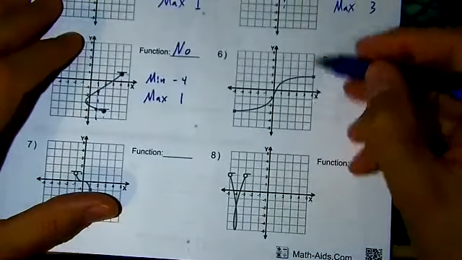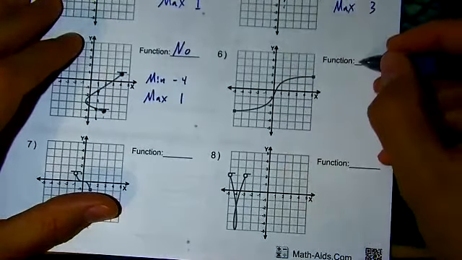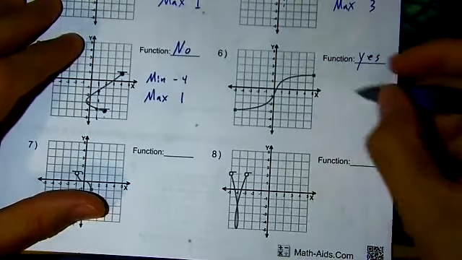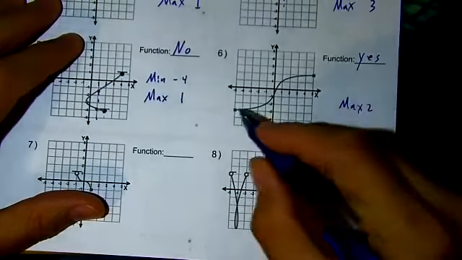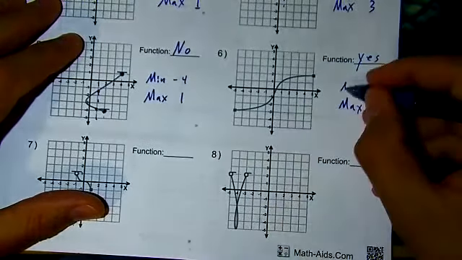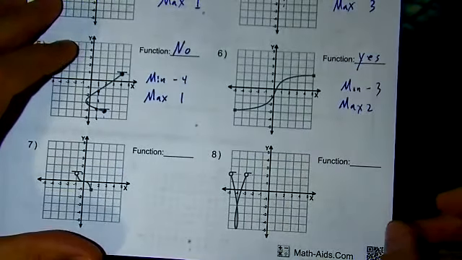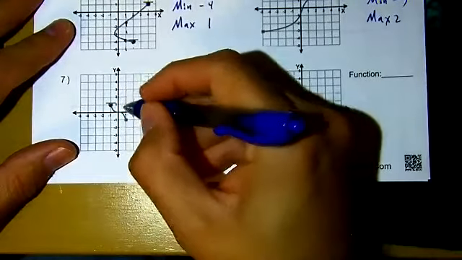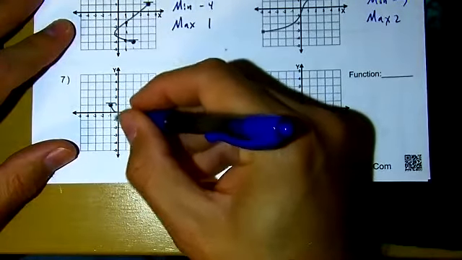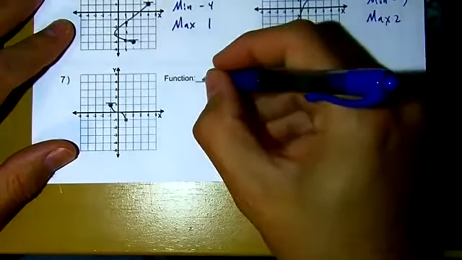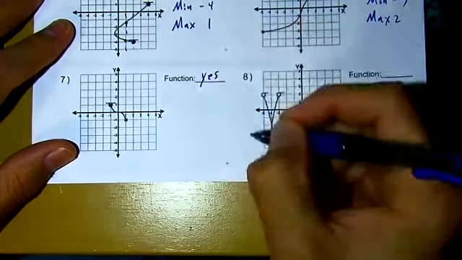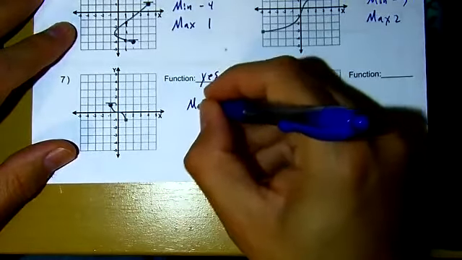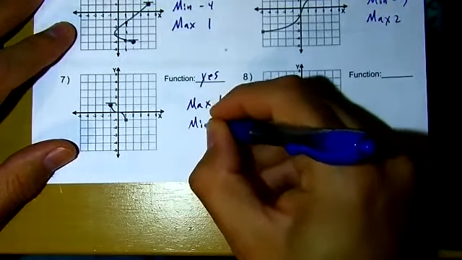No matter where you draw your vertical line here, you can only cross 1 time, so this is a yes. Maximum is 2. Minimum is -3. It's very small, so it's difficult, but no matter where you draw your vertical line, you can only cross it once, so that would be a yes. Your maximum is 1, your minimum is -1. I wrote those backwards, sorry.